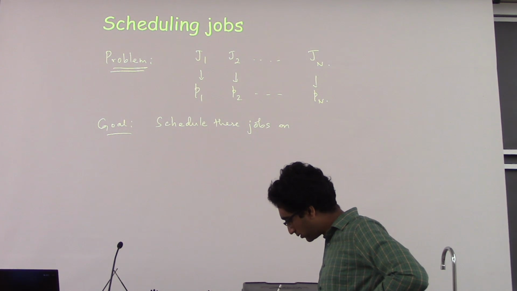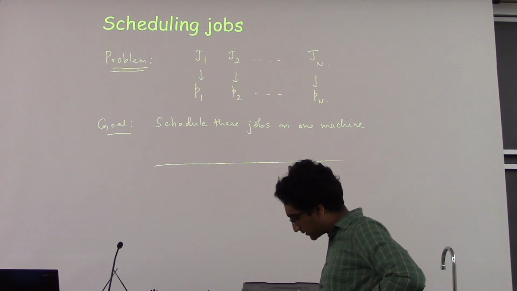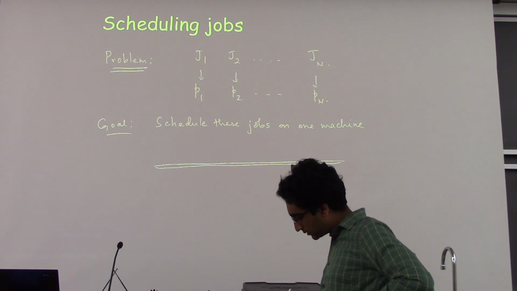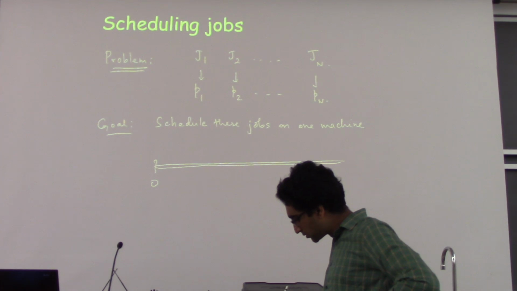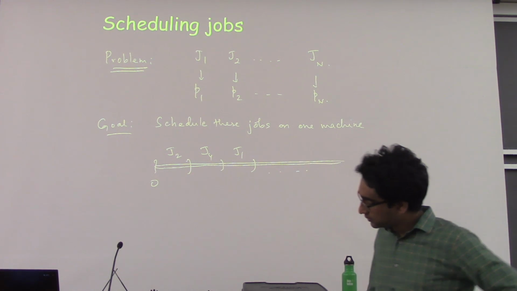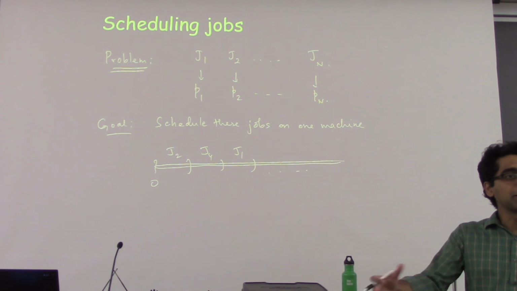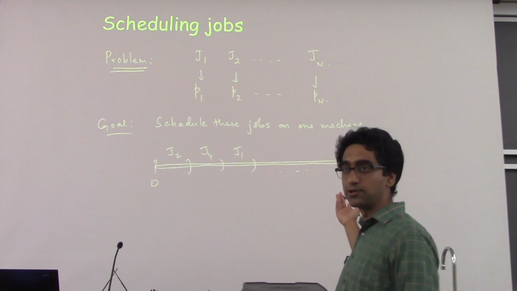On one machine. So what does this mean? So let's say this is the time axis. This is what the machine is doing, and this is time equals 0. What you want to do is first pick some job to do. So maybe this is J2, then you do J4, then maybe you come back and do J1, and so on. So a schedule is basically a permutation of the jobs, and this is the order in which you want to actually execute them.